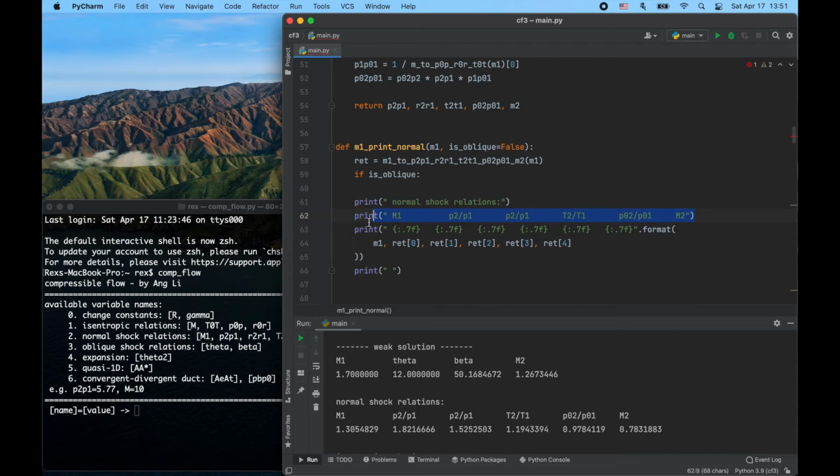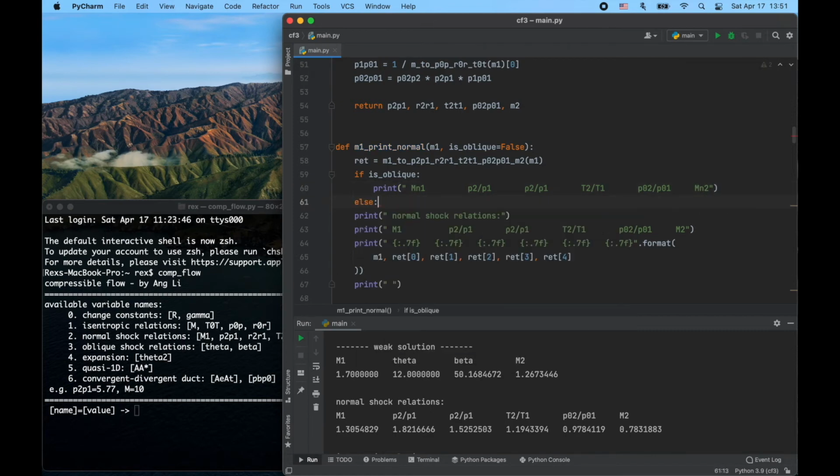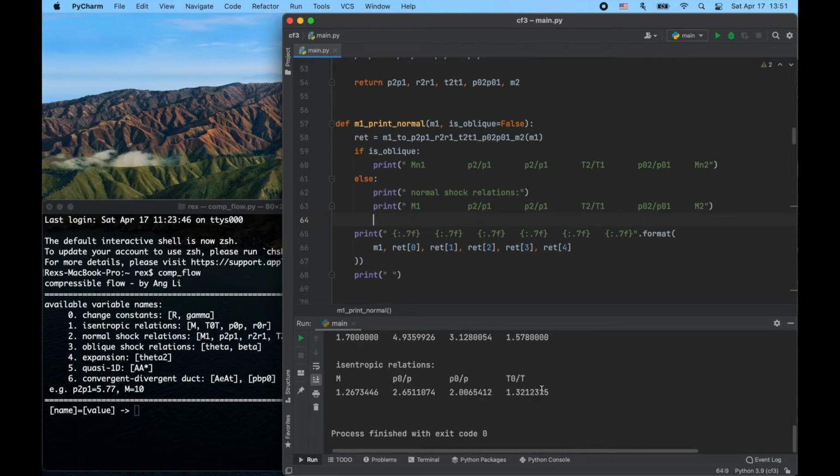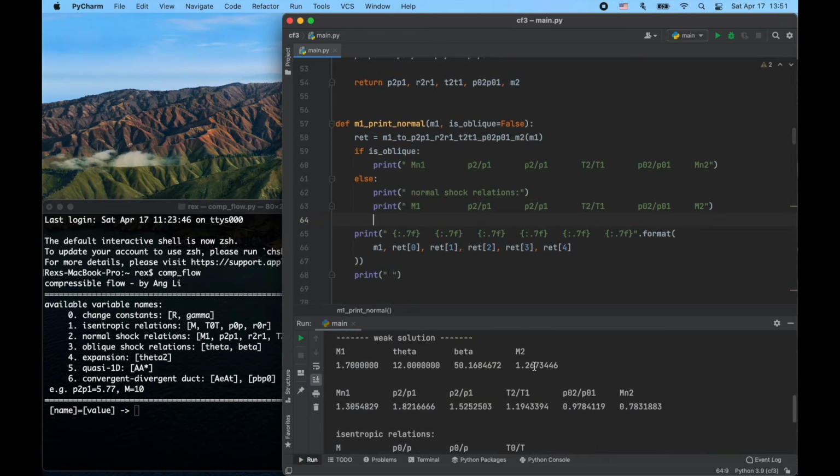We are simply going to print this and make it mn1 and make the last one mn2. Else, we print this and that, followed by the variables. Let's see if this is correct. So now it looks better. It's mn1 and p2, p1 something, and at the end it's mn2.